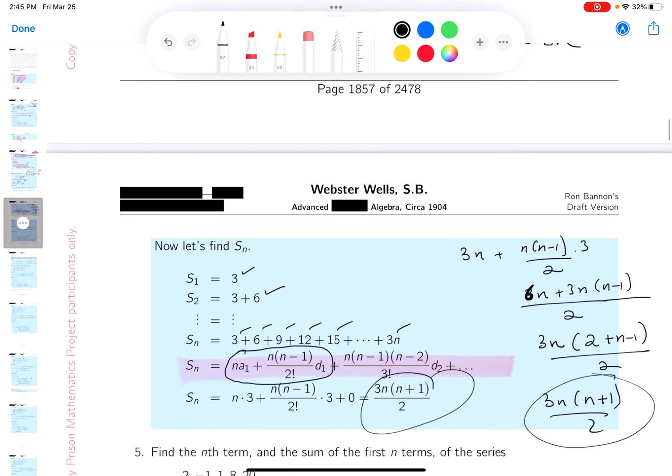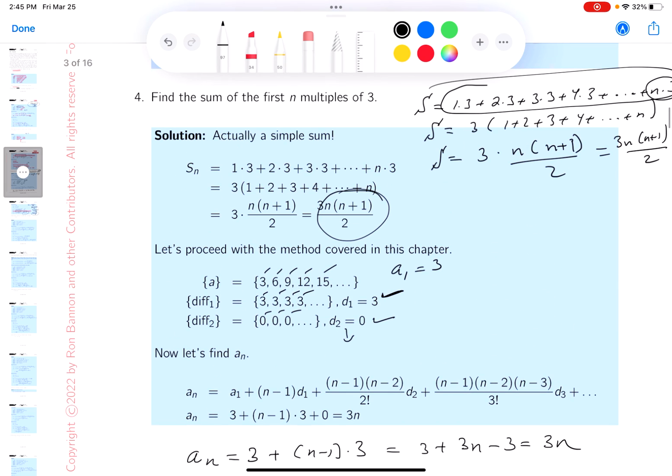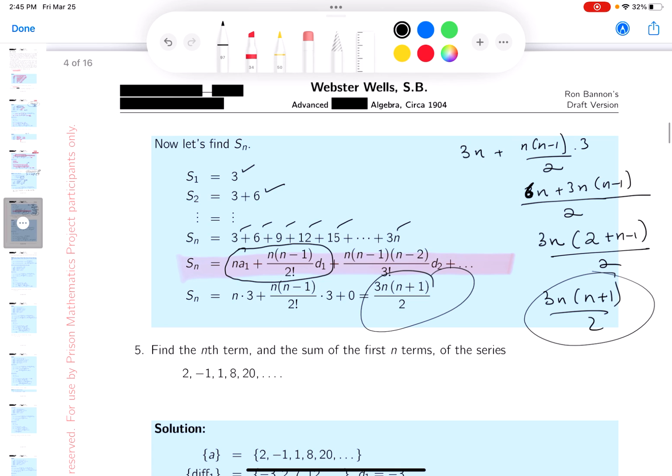And again, I want to remind you, a rather simple sum. We got that over here: 3n times n plus 1 over 2. No difference at all. Let me remind you, if I make an error, please reach out to me.